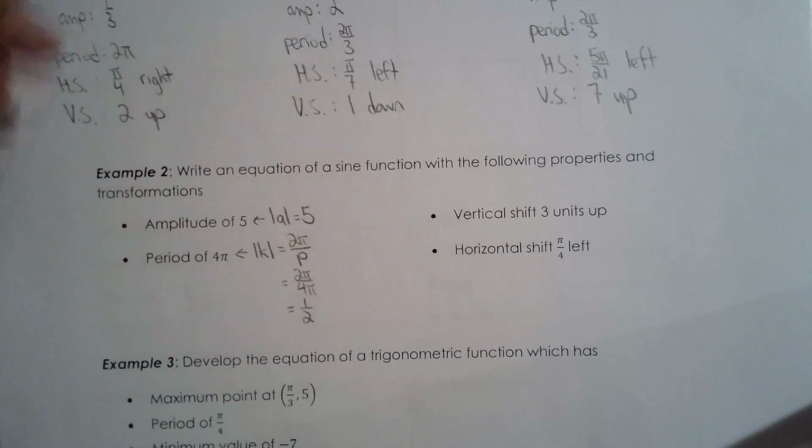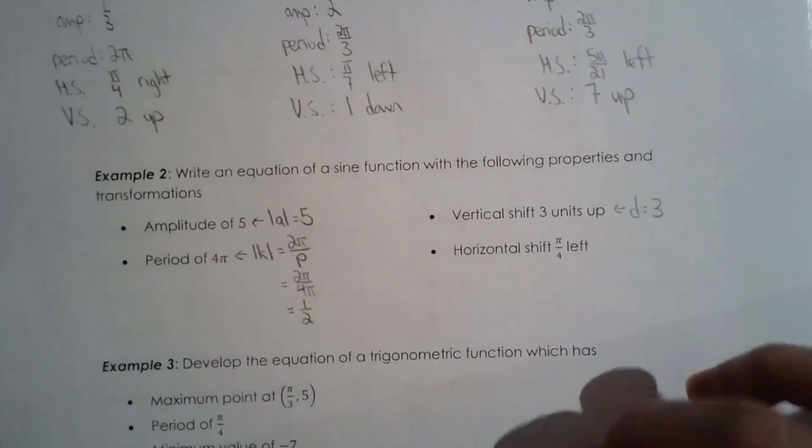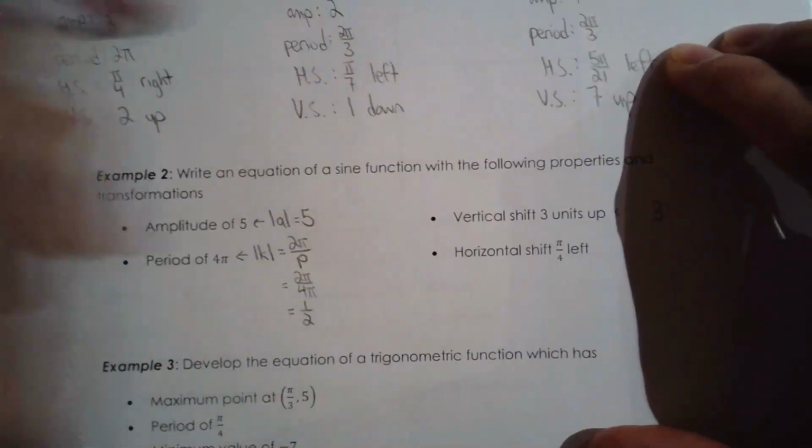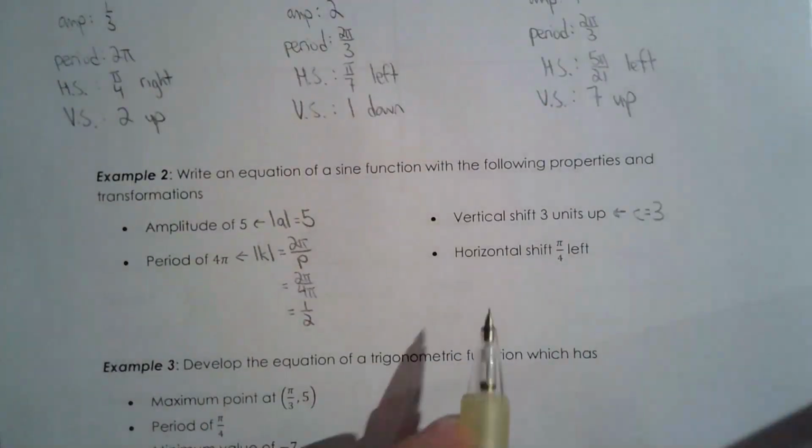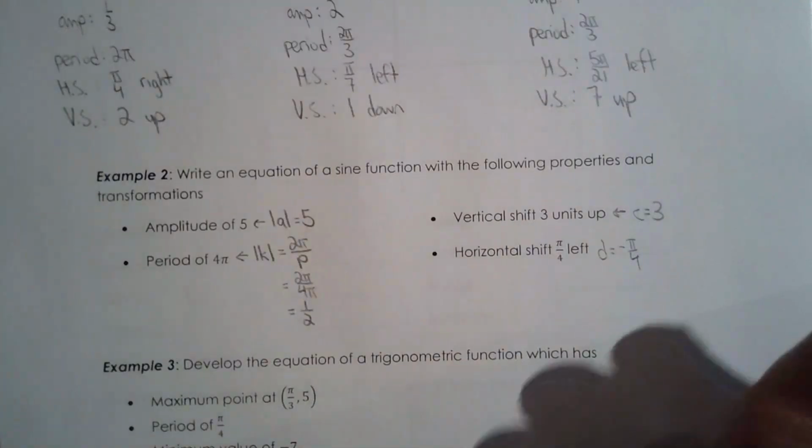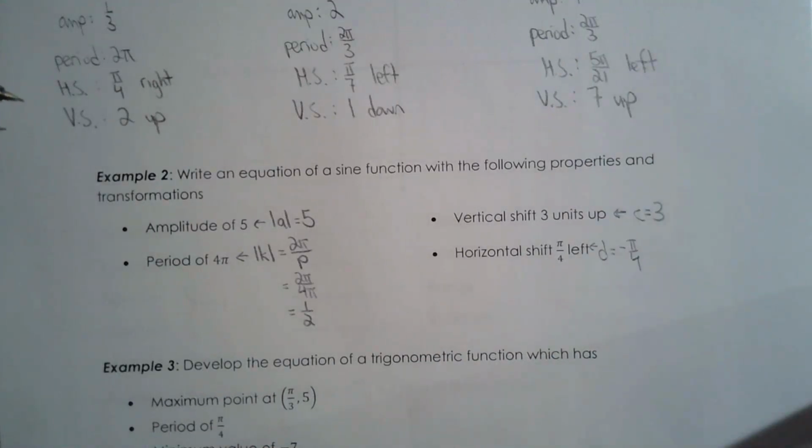If I shift 3 units up, what is that saying? Not D, whoops, C is 3. And the last bullet, pi over 4 to the left, so that means D equals negative pi over 4. Sure, we'll give arrows here too. So each bullet actually told me one parameter. So 4 bullets give me all 4 parameters, and I'm ready to write the equation.